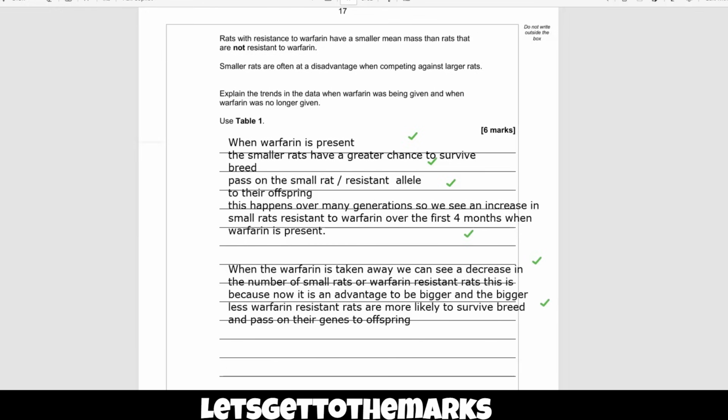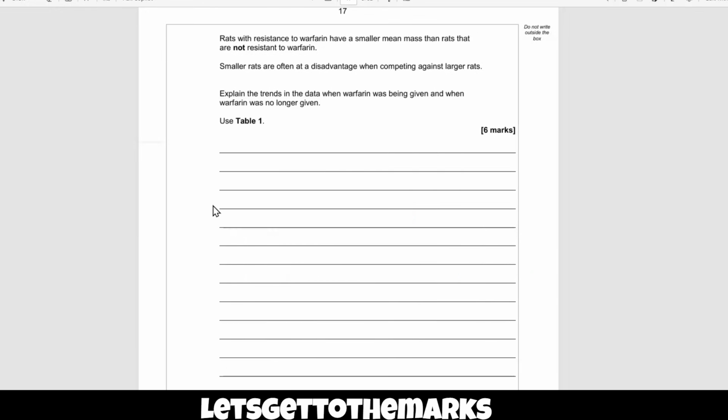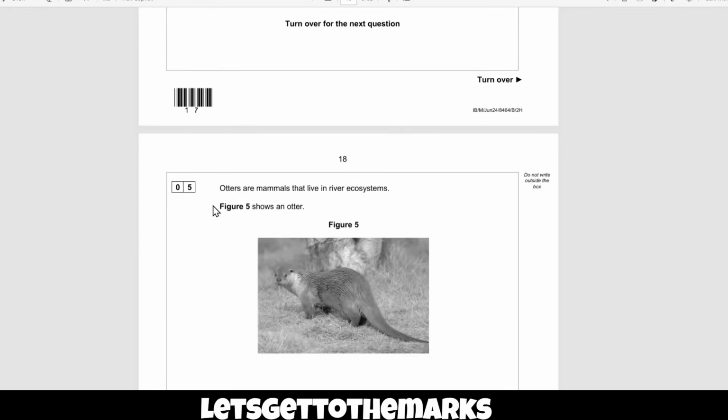All right, that was a difficult question. The six markers in this 2024 paper are hard. I have to say that.